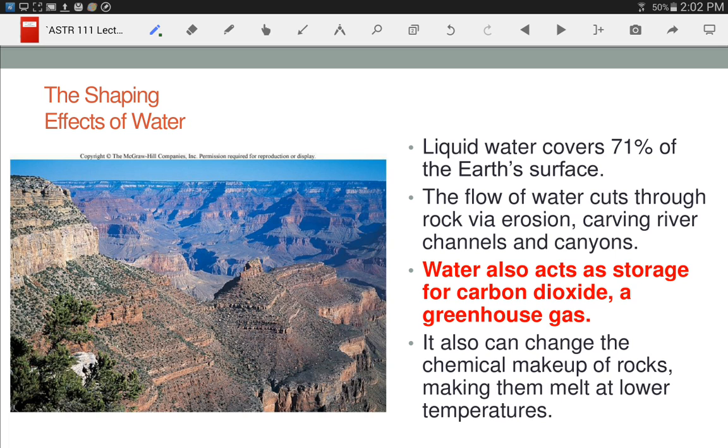Okay, so moving on to water. Water is an important part of the earth. 71% of the earth is covered. So important that my next slide has a lot of duplication from this slide. One of the things that I want to keep from this slide is water acts to store carbon dioxide, which is an important greenhouse gas. We're going to talk about the greenhouse effect here, and that's a very important feature.